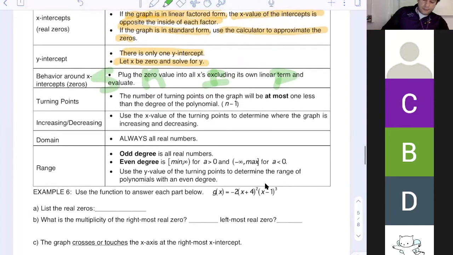Turning points. The number of turning points in the graph will be at most one less than the degree of the polynomial. This is something new. We say turning points, but you guys might call it humps. So for example, maybe a graph that we're somewhat familiar with. We know what cubics look like, it's to the third power. And we know that cubics look like something like this. And if you look, it has 2 turning points.